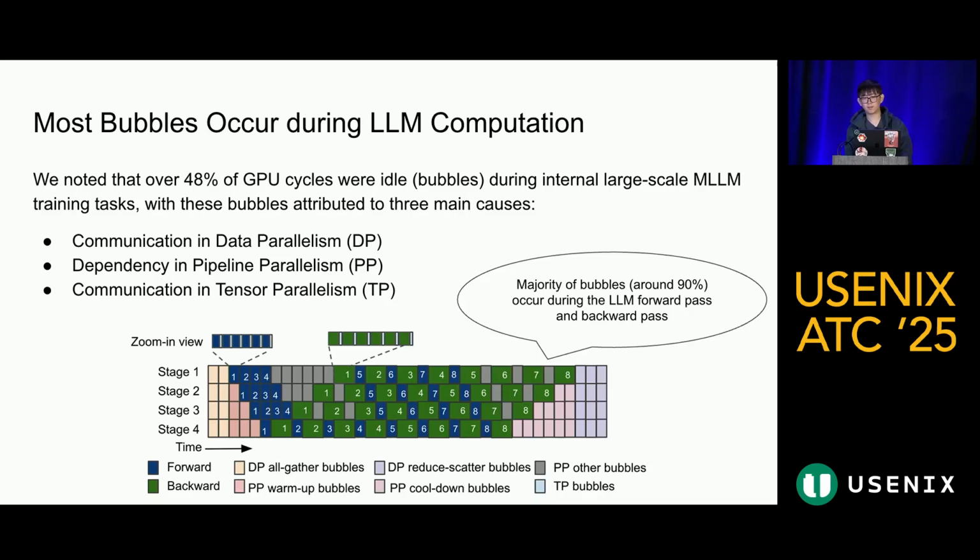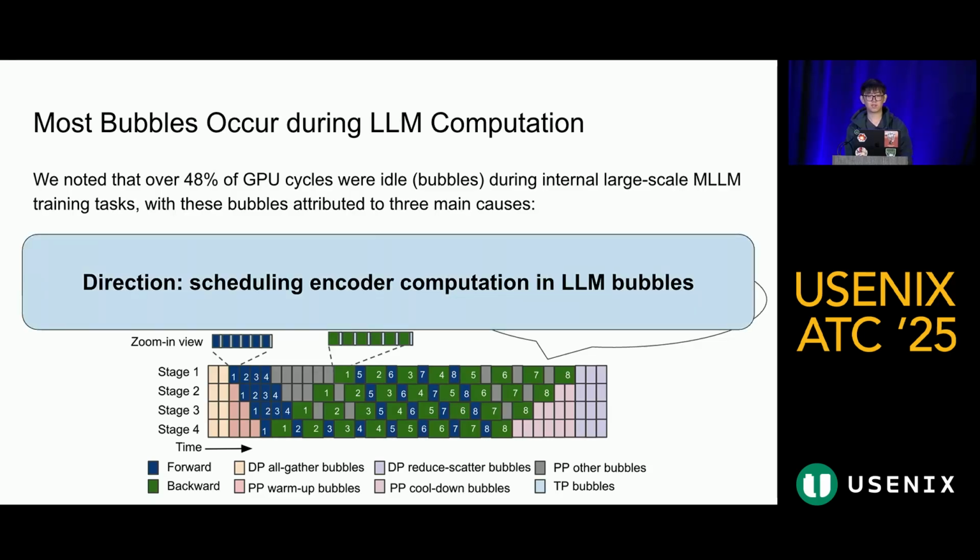The majority of the bubble, around 90%, occurs during the LLM forward pass and backward pass, which means that we observe lots of bubbles in multimodal large language model training, and most of the bubble exists during the LLM part.